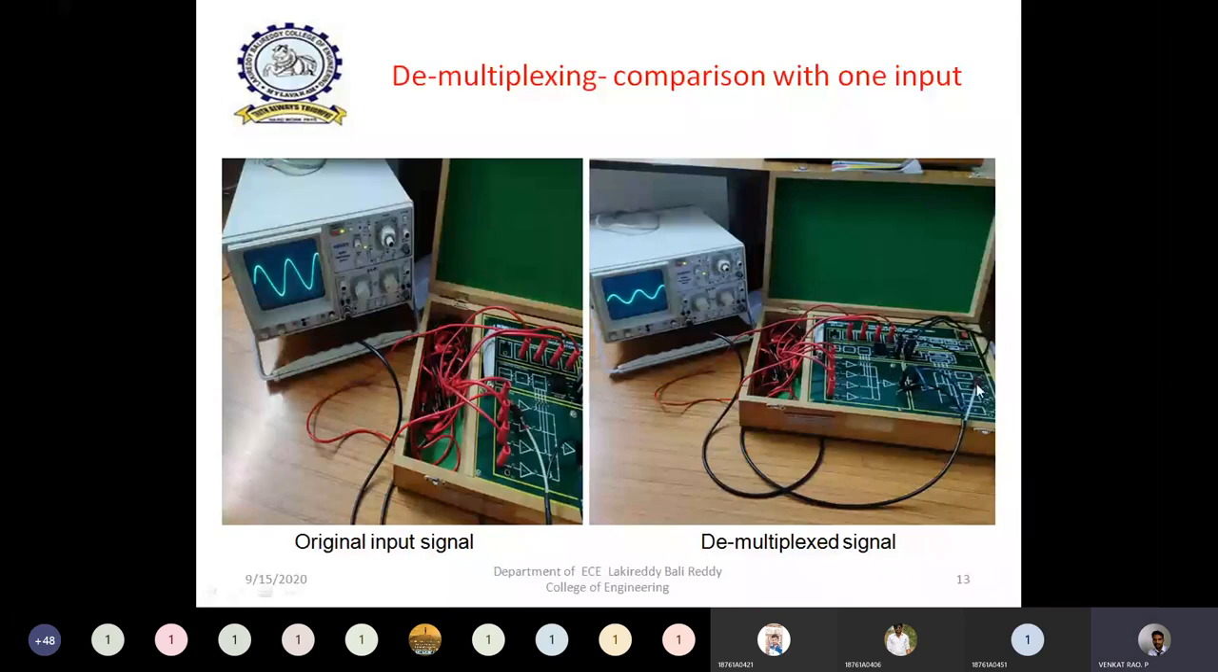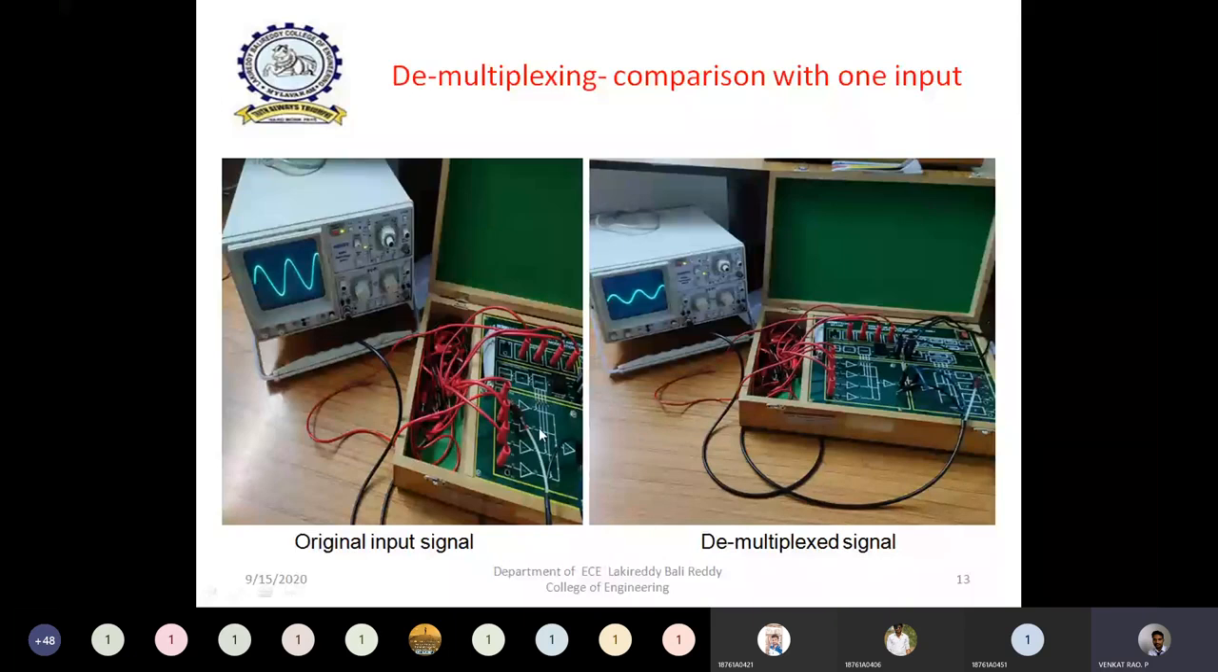then if you observe the demultiplexer output at one particular channel in the demultiplexing block, this is the signal. This is the original signal I observed earlier, and for this original signal, this is the demultiplexer waveform. If you observe these two images, we can see that there is a reduction in the amplitude, but there is no change in the frequency. Whenever there is a demodulation or demultiplexing process, the frequency of the signal must not change. Of course, the amplitude may change due to the channel characteristics. So this is the time division multiplexing technique.